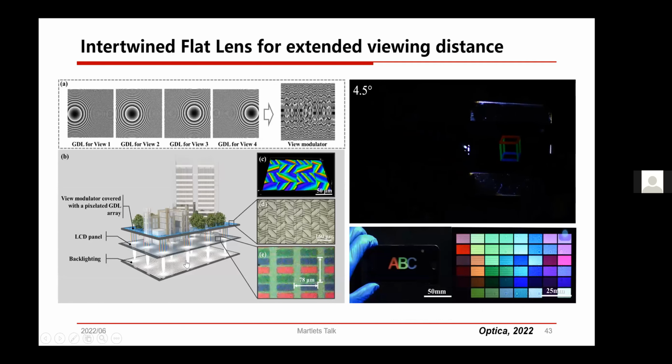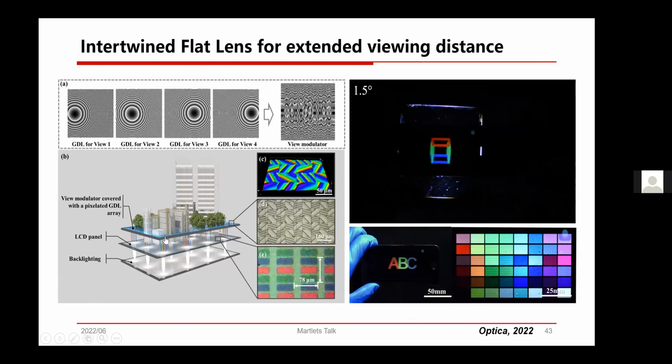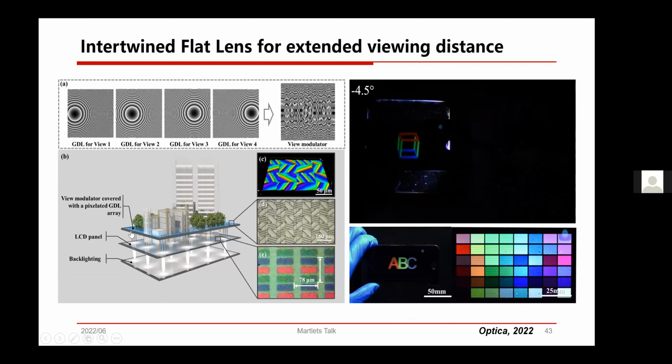So in this 3D display, we have three elements. One is directional backlight, and the directional backlight shines on the LCD panel and then onto the view modulator covered with intertwined flat lens arrays. And this is the structure of the intertwined lens arrays. And this is the photo of the 3D display, and different colors are reconstructed in good consistency with the original design.